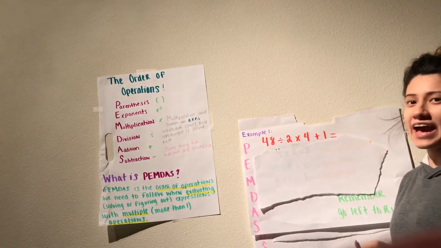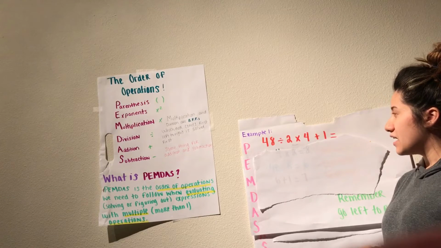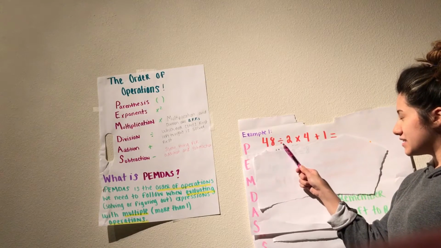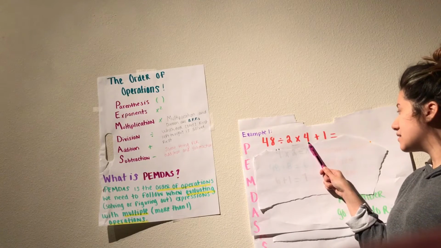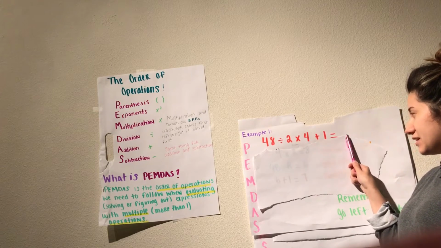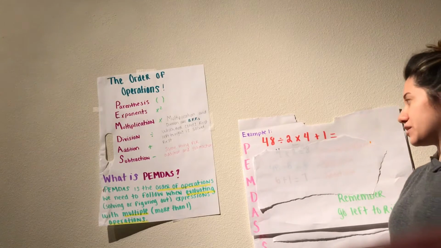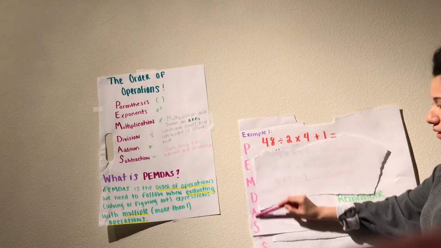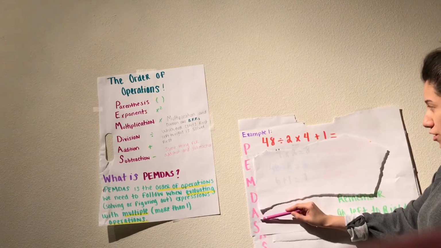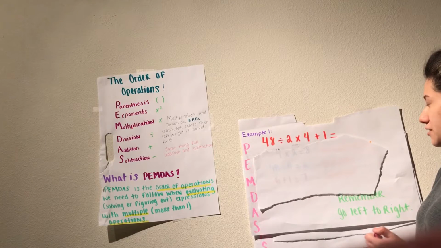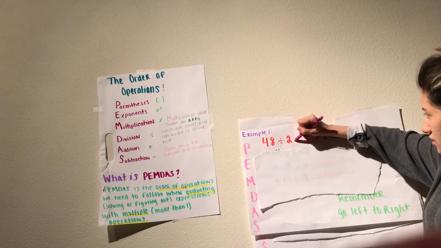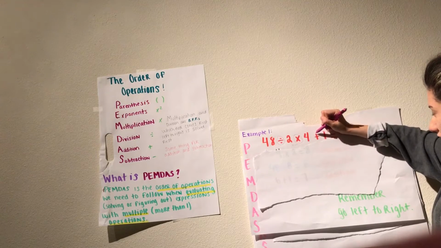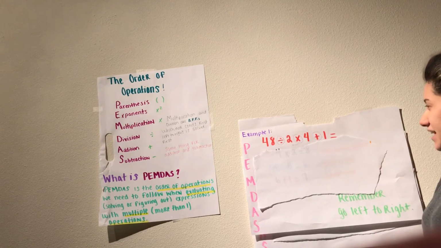Alright, so right now I have example 1. I have 48 divided by 2 times 5 plus 1 equals. Now what we're going to look for is going in this order of PEMDAS. We're always going to go in this order. So our signs that we have here are division, multiplication, and addition.